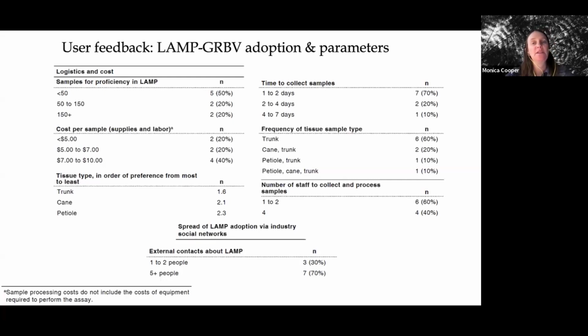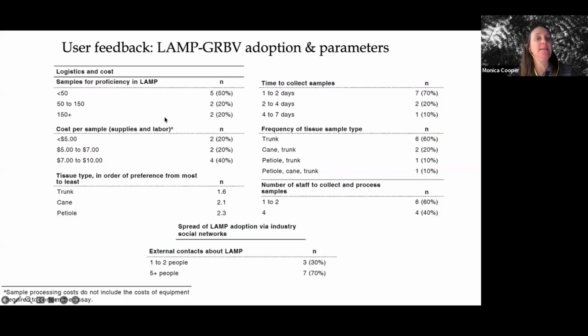The other thing that we did was collect feedback from the people who are using LAMP for red blotch within Napa at the time. So during the period when we were doing this study, there were about 20 or so people that we had identified, and 10 of them responded to our survey. And so I present this information to show you that not only is the assay being used, but then also to show you the things that you might need to consider if you were going to adopt the assay.